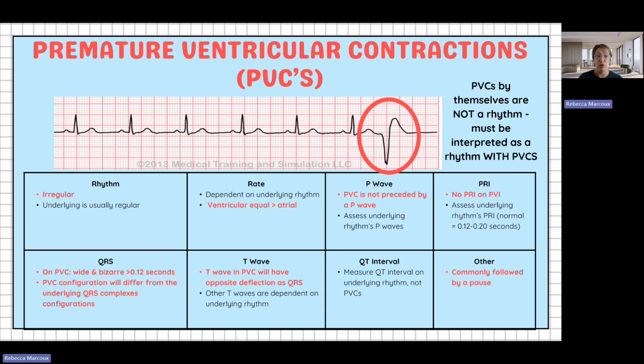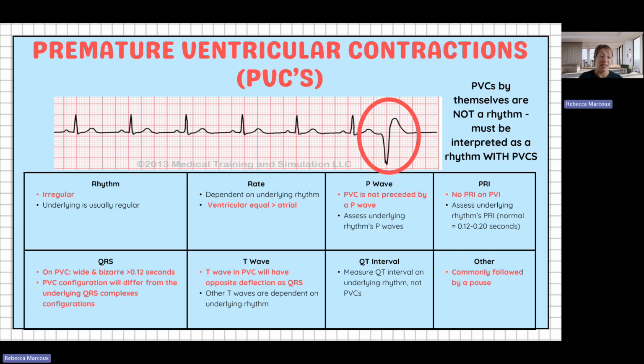The PVC will not have a P wave, and again, it's because it's originating in the ventricles. That depolarization cannot go up and back through the AV node. Our PR interval on our PVC, we cannot have a PR interval because there's no P wave. So again, you'd be assessing this on your underlying rhythm.